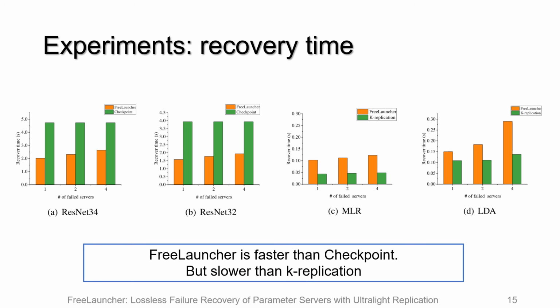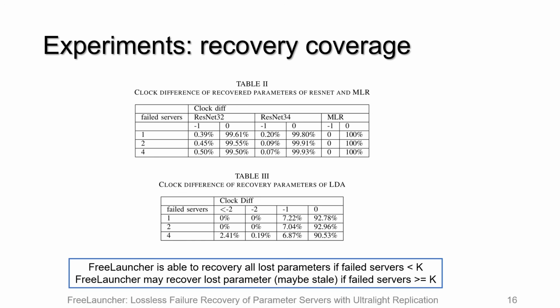the clocks from workers. For recovery coverage, FreeLauncher is able to recover all lost parameters if the number of failed servers is less than k. And it may also recover most parameters, but some may be stale, if the number of failed servers is greater than k. For the case of 4 failed servers on LDA, there are 2% of parameters out of the staleness bound.